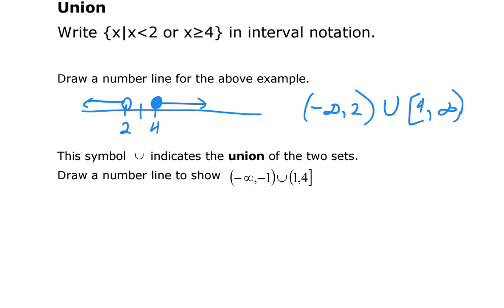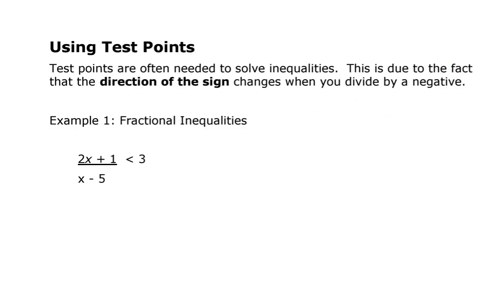So that would look like this on our number line. We would have from negative infinity to -1, so that's going to be an open dot going to the left, and then we'd have from 1 to 4, and this is an open dot at 1, closed dot at 4, and everything between those two. So in this case, we have two separate intervals, and we use the union notation to indicate that.